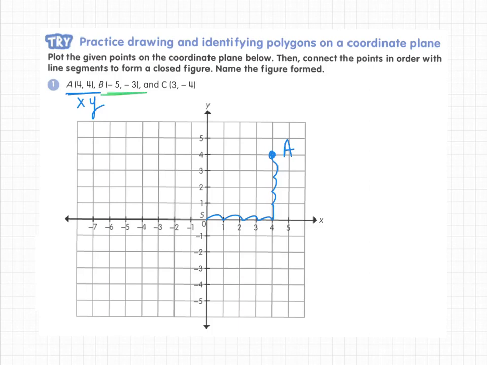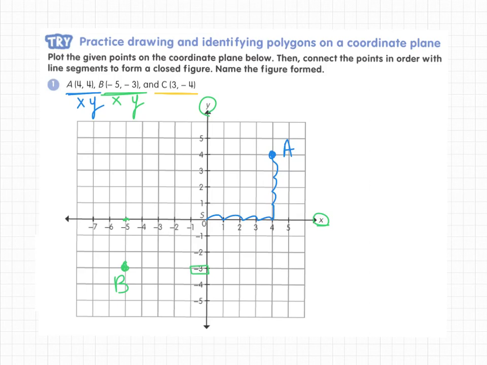Next, I'm going to do point B. The x is -5, so on my x-axis, I find the -5. And then I have to go to the -3 on the y-axis. This is the y-axis, and this is the -3 right here. So this is going to be the point where there's -5 on the x-axis and -3 on the y-axis. This is point B. And then the last one is point C, which is at 3, -4.